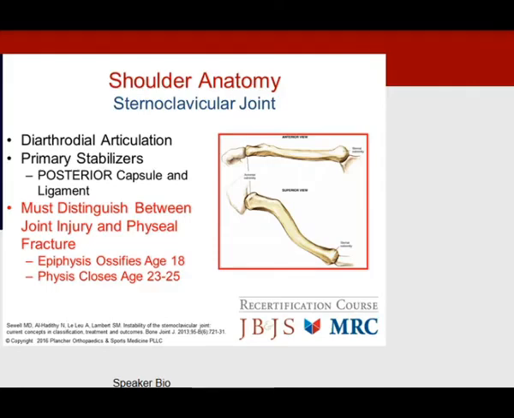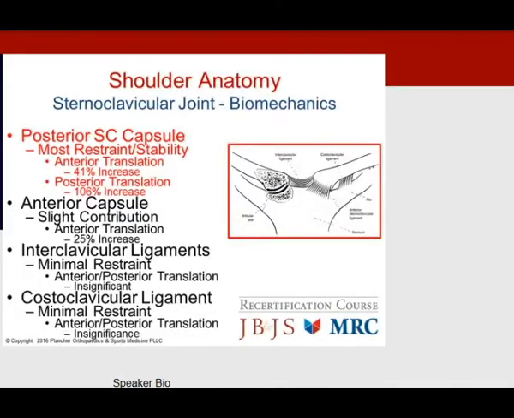The sternoclavicular joint plays an important role in the shoulder. And you must distinguish between joint injury and physeal fractures. Remember that the epiphysis ossifies at age 18, while the physis closes even later at age 23 to 25. When talking about the sternoclavicular joint, it's important, like the AC joint, to remember that its primary stabilizer and most important part is the posterior capsule and its ligaments. Speaking of the posterior capsule, it gives you the most restraint to stability. And when sectioned, you can see posterior translation to occur up to 106% of that increased length.